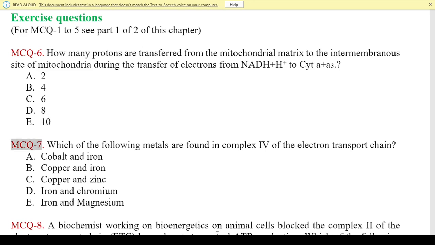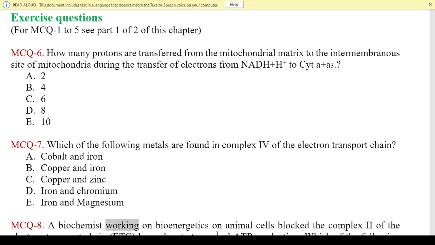MCQ 7. Which of the following metals are found in complex 4 of the electron transport chain? Cobalt and iron. Copper and iron. Copper and zinc. Iron and chromium. Iron and magnesium.